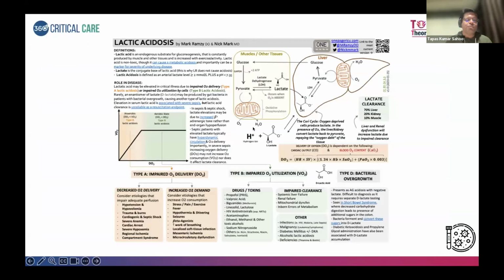I think everybody knows about it. You can always go for all the main headings to write in two pages in your answer. What is type A, what is type B, then what is type D. This bacterial overgrowth that I have explained to you in short bowel syndrome or mesenteric ischemia is due to type D lactic acidosis. And the lactate clearance I have already explained. This is the Cori cycle. Then this is something related to the definition, as well as what is lactate, what is lactic acidosis.